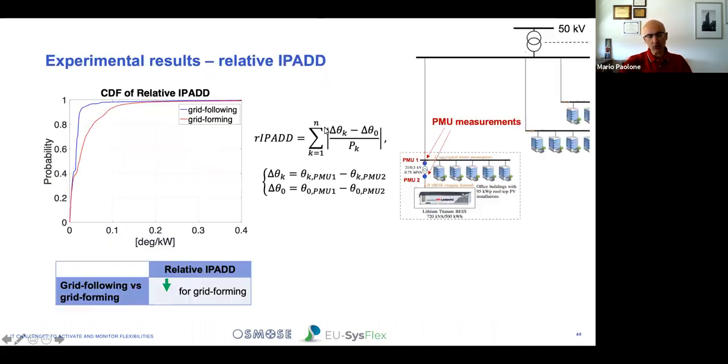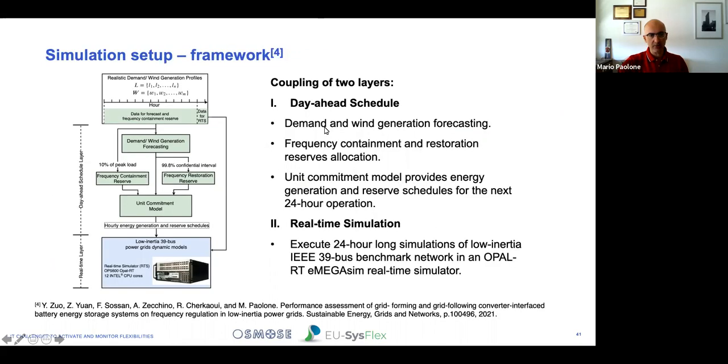Then we ran a day-long simulation, where we have a day-ahead schedule for the demand and wind generation forecast. We compute, using ENTSO-E rules, frequency containment and restoration reserve allocations, using exactly what is done in Europe nowadays. We do a unit commitment to provide energy generation and reserve schedules for the next 24 hours, and then we run it. We run it to compare the performance of grid forming versus grid following controls using a battery energy storage system.